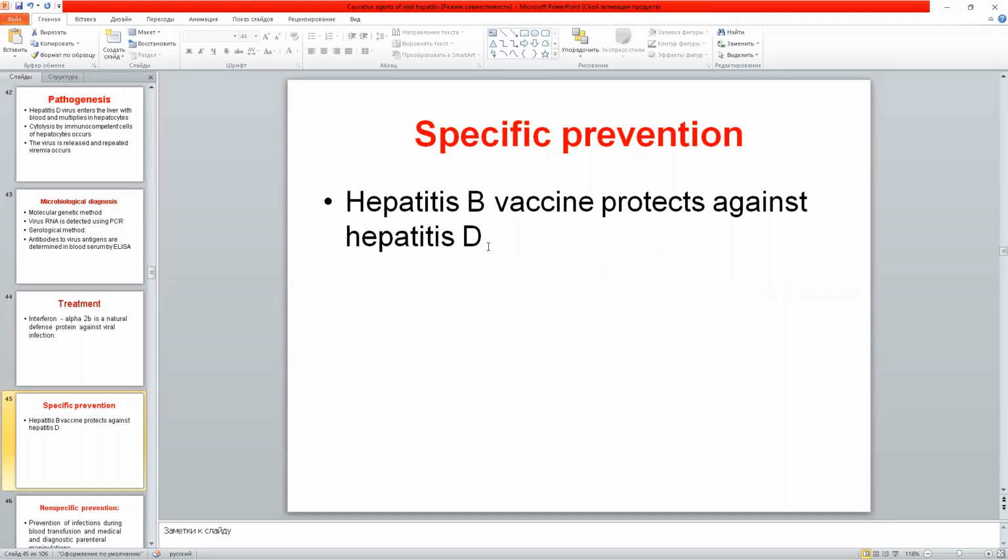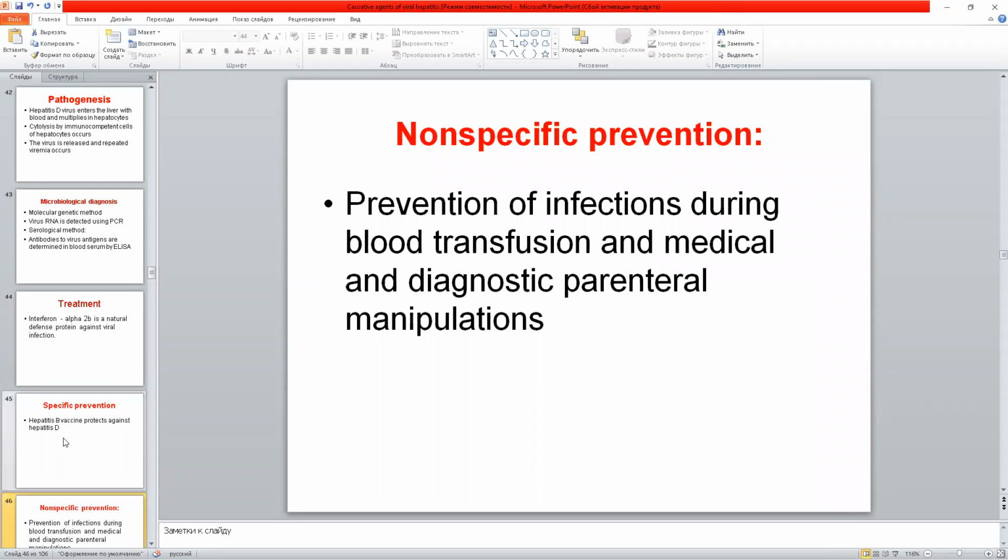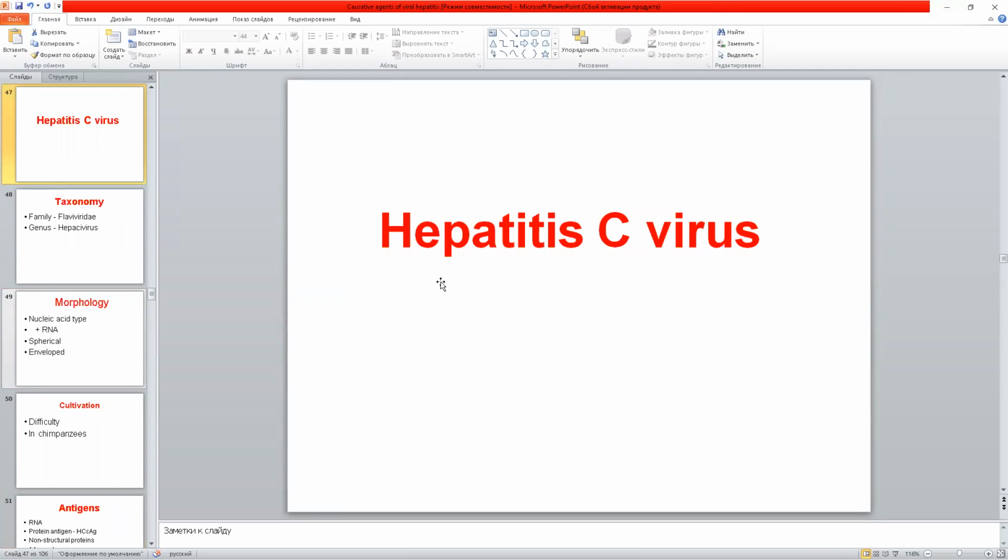So if hepatitis B virus doesn't reproduce in the patient's body, it is not possible for hepatitis D virus to reproduce. Non-specific measures are the same as for hepatitis B: prevention of infection during blood transfusion, donors should be checked, and hepatitis C virus. So now I will make a break and I will send the link again in 10 minutes.